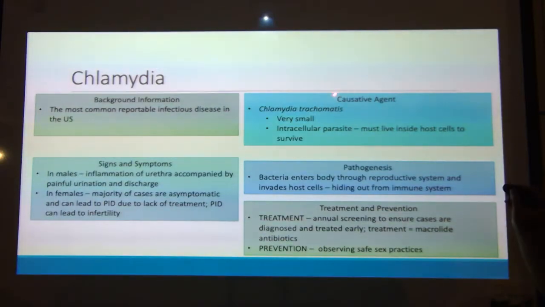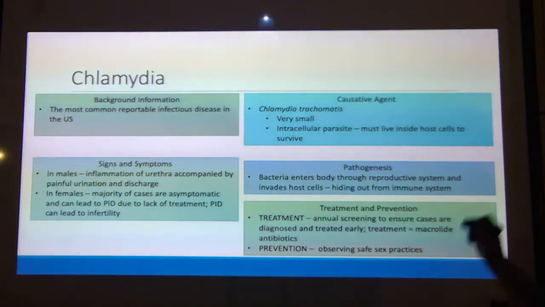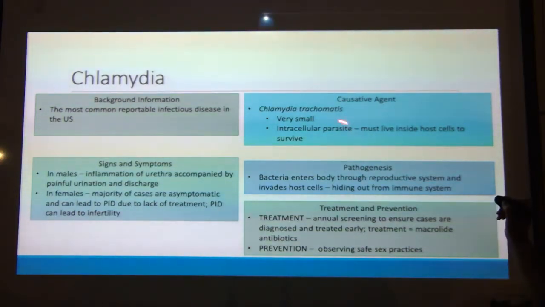What is the causative agent? Chlamydia trachomatis. It's very small. It is also an intracellular parasite, so it goes inside your cells. It has to live inside of your cells. It will not survive if it's outside of those cells.